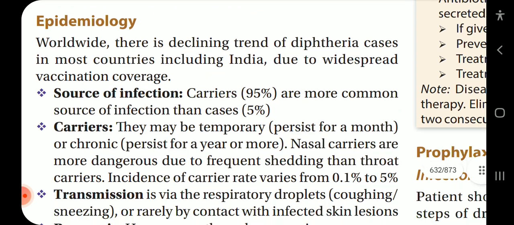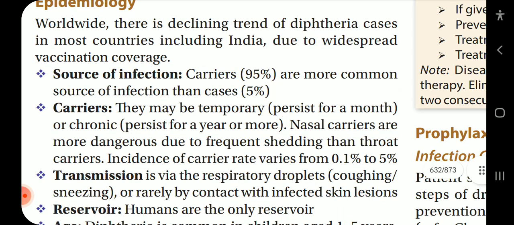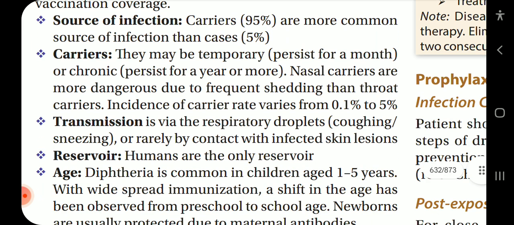Epidemiology. Worldwide, there is a declining trend of diphtheria cases in most countries, including India, due to widespread vaccination coverage. Source of infection: carriers 95%, the most common source of infection, then the cases 5%. Carriers may be temporary, persisting for a month, or chronic, persisting for a year or more. Nasal carriers are more dangerous due to frequent shedding than throat carriers. Incidence of carrier rate varies from 0.1 to 5%.